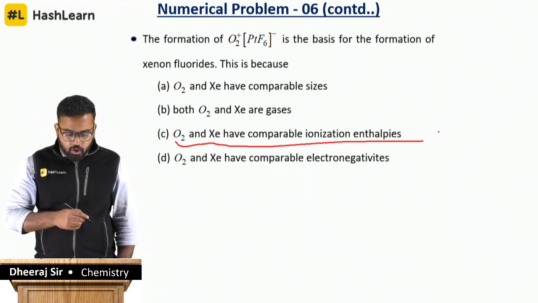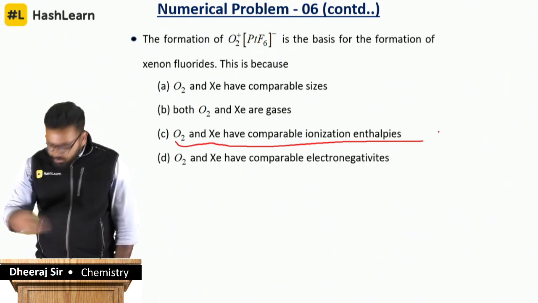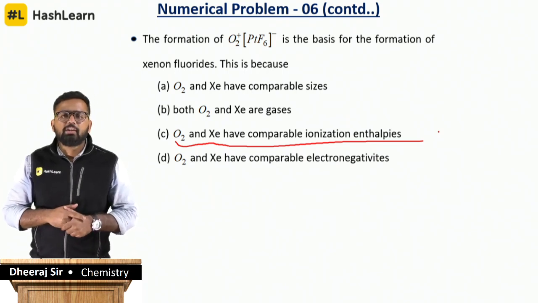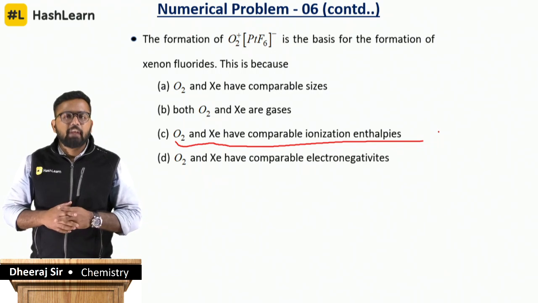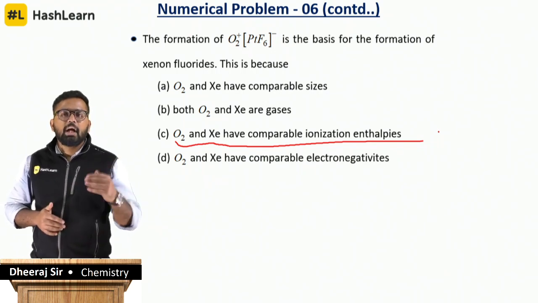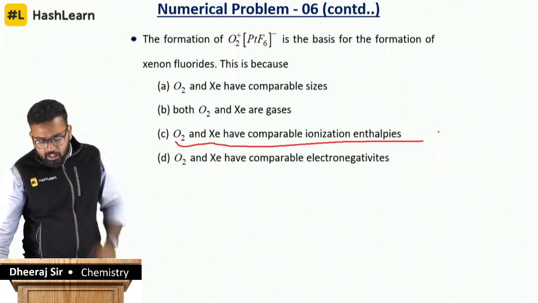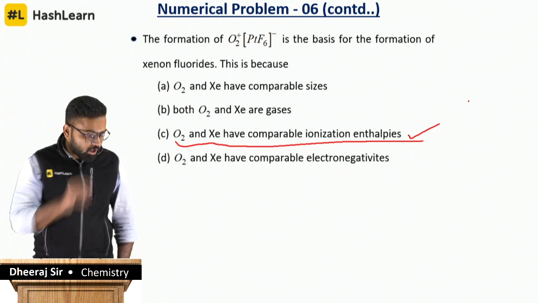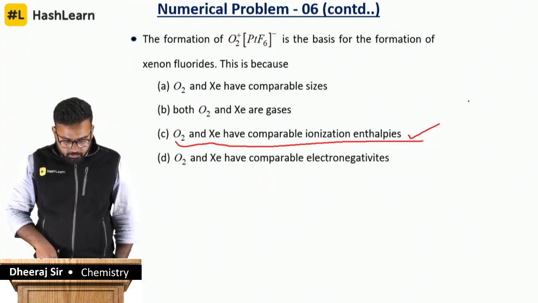So oxygen and xenon have comparable ionization energies, and if I have comparable ionization energies, the giving and taking of electrons, if it is ionic, and the sharing of electrons happen at a much faster rate compared to other properties. Therefore the ionization enthalpies matter to us quite a lot. So like I said, Sakshi gives us the right answer.